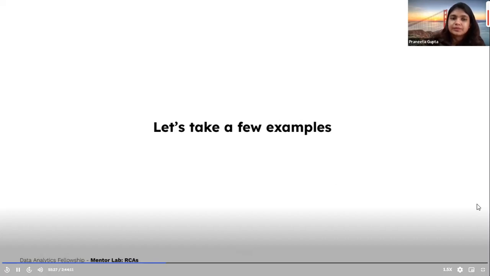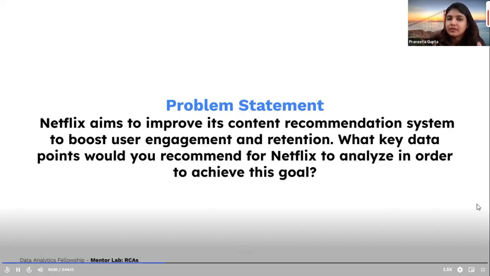Now we'll take a few examples. What I want you all to do is take 30-40 seconds, think about this problem, and write out the metrics or data points that you would capture. If you want to unmute yourselves and let me know, that is good. If you want to write it in the chat, that is also good. The problem statement is that Netflix aims to improve its content recommendation system to boost user engagement and attention. What key data points would you recommend for Netflix to analyze in order to achieve this goal?